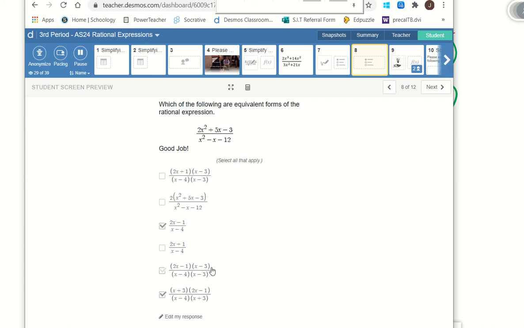The reason this one doesn't count is because if you were to graph this, there'd be something called a hole, and we're not going to get into graphing. There would be a hole in the graph at x equals 3, whereas for this one it would be at x equals negative 3. So it does technically have a different graph, but we're not going to get that deep into this.